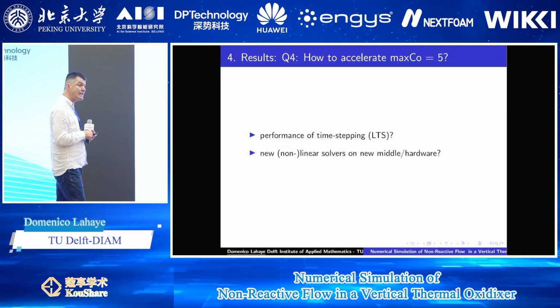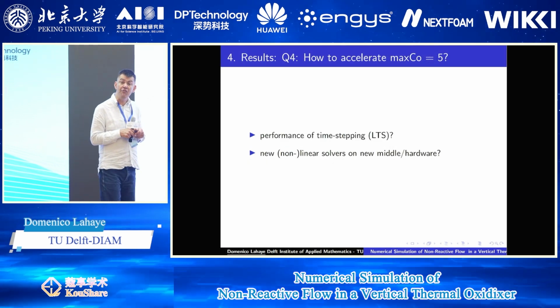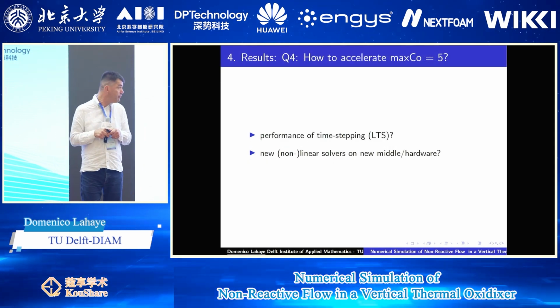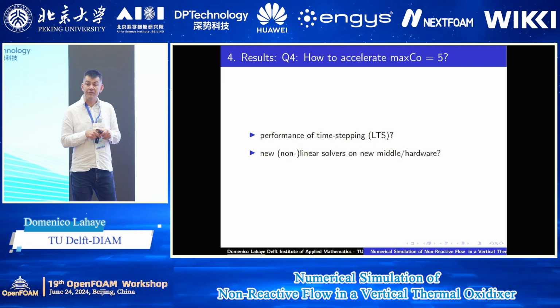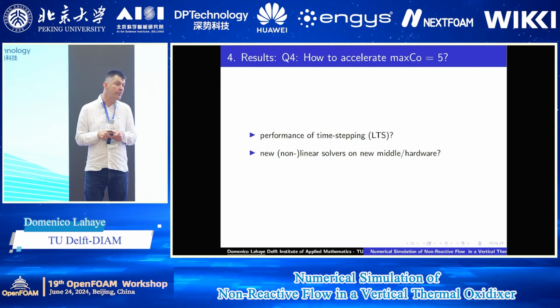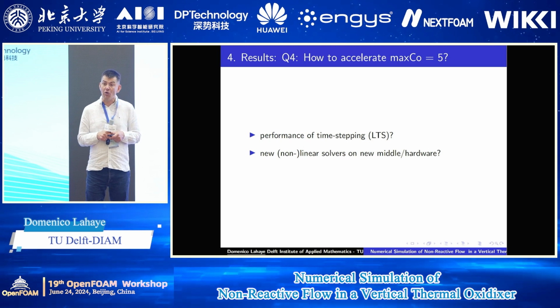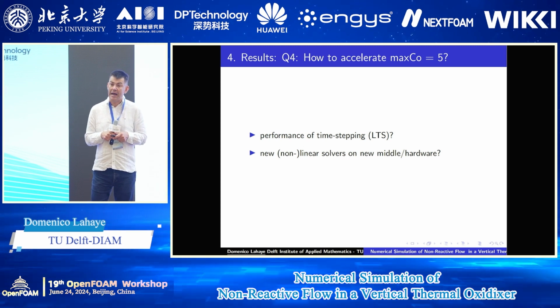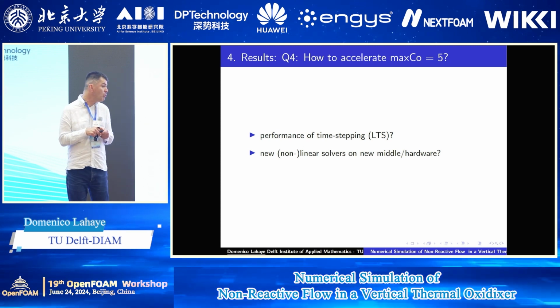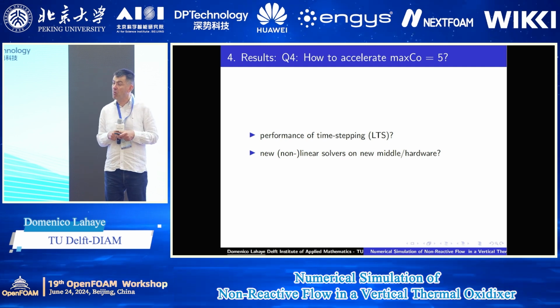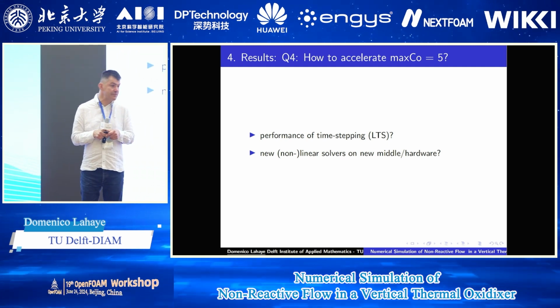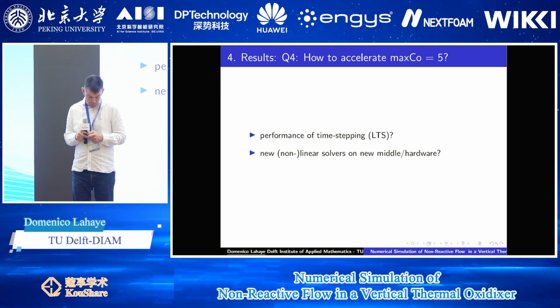Or should we instead look at Maxco 5, a CFL number equal to 5, and seek ways to increase the computational efficiency of what we currently have by looking at more advanced linear solvers, more performant middleware, or more performant hardware. And there will be sessions this afternoon that go deeper into this issue.